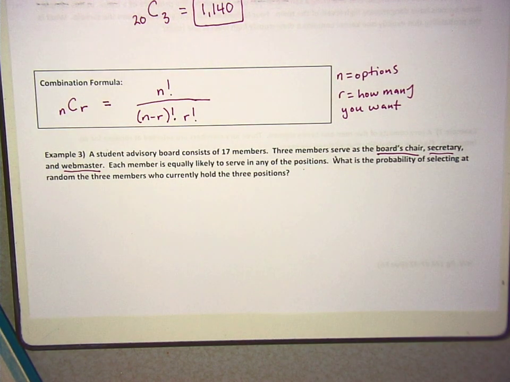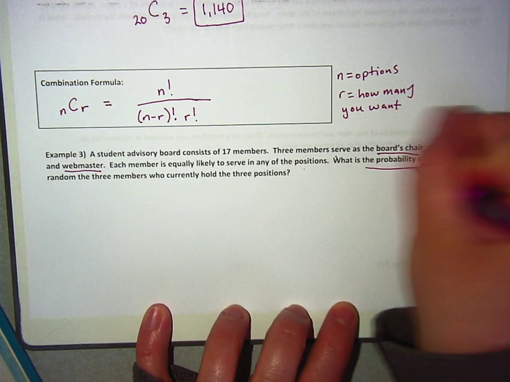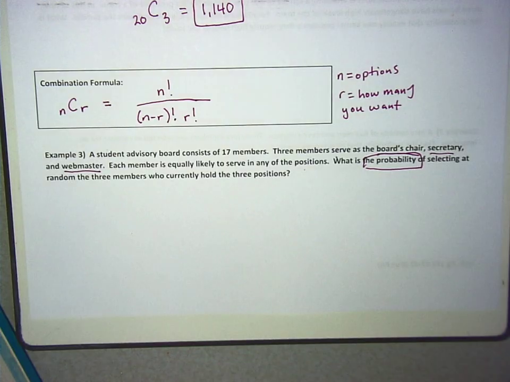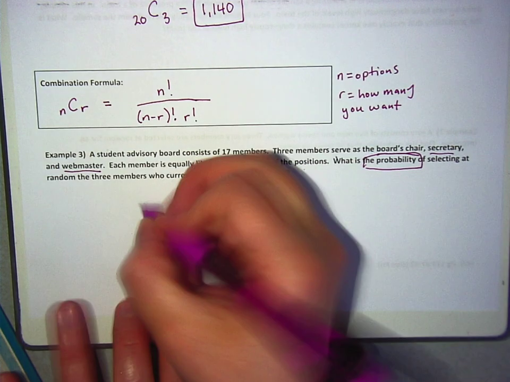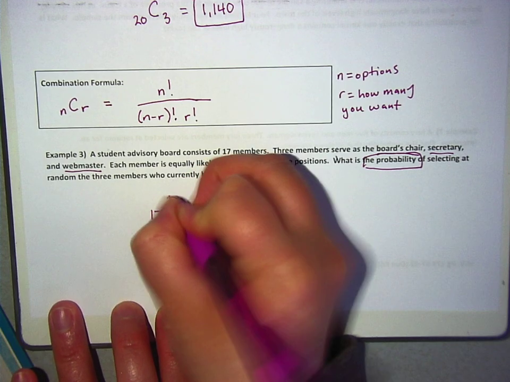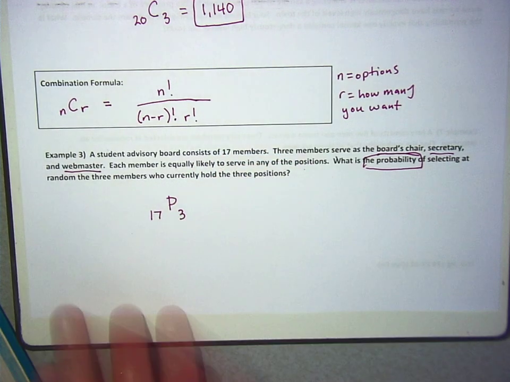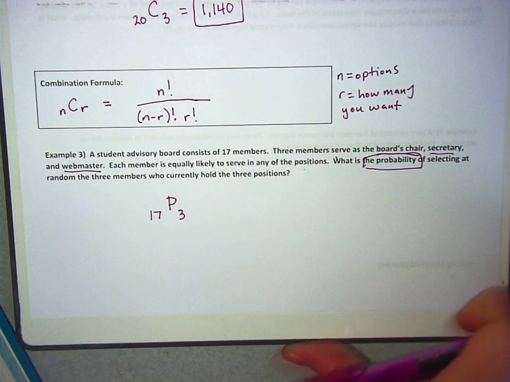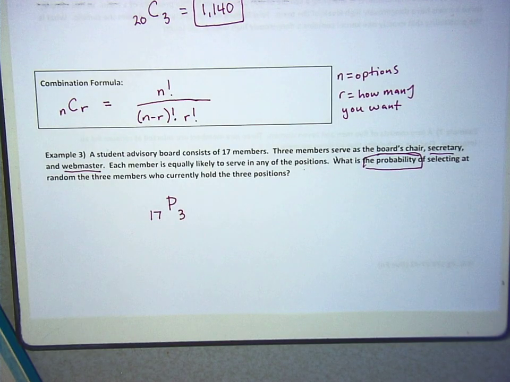So this one, order does matter. It says, what's the probability? So instead of just having a number this time, we're gonna have a percent or decimal of selecting at random the 3 random members who currently hold the 3 positions. So the choices are 17, this is a permutation because we do care about who is in what role. So everybody type in 17 permutation 3 in your calculator.